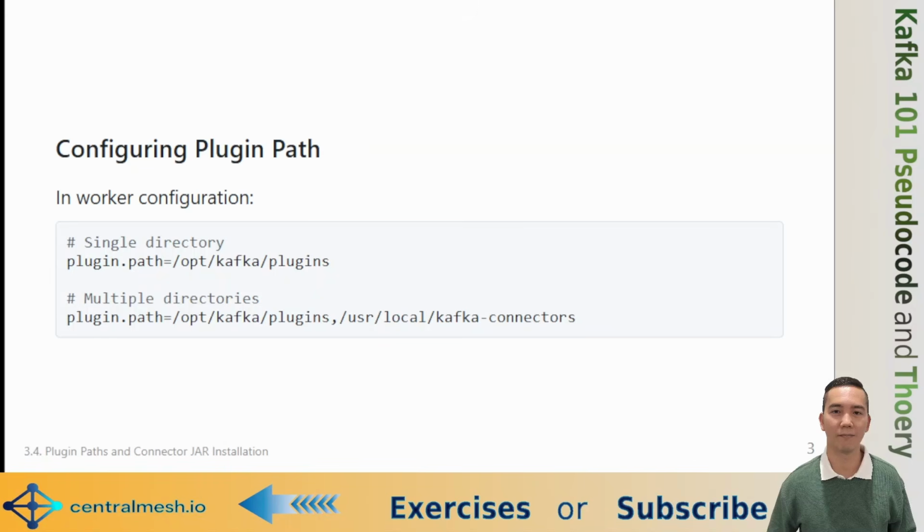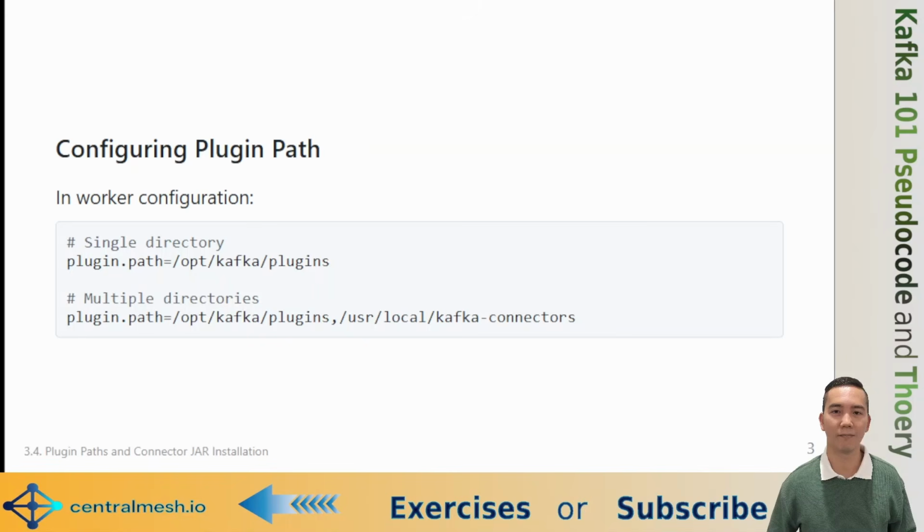Before Kafka Connect can discover any connectors, we need to tell it where to look. That's what the plugin.path property is for inside the worker configuration. In the simplest case, we configure a single directory, such as /app/kafka/plugins. Whenever the worker starts, it scans this directory looking for connector plugins. You can also specify multiple directories by separating them with commas.